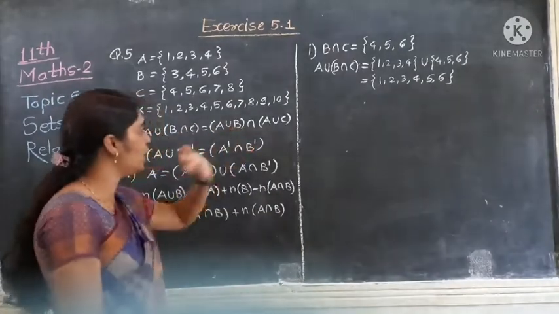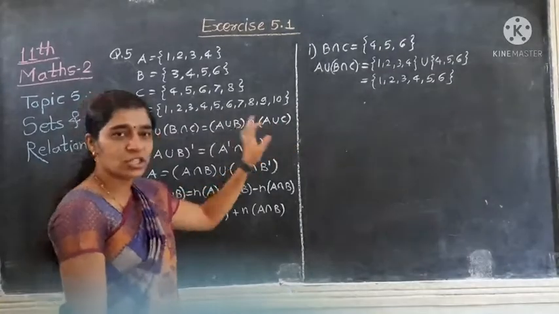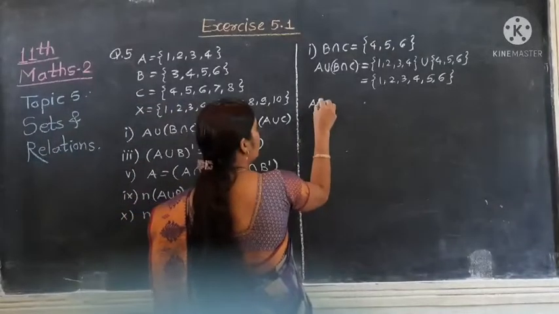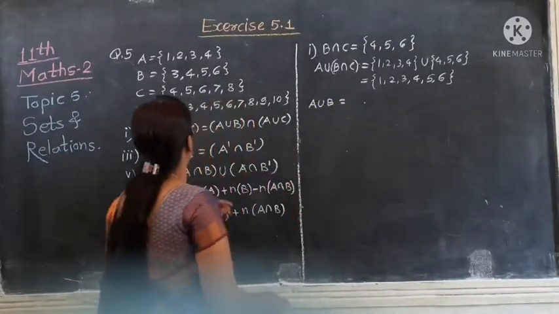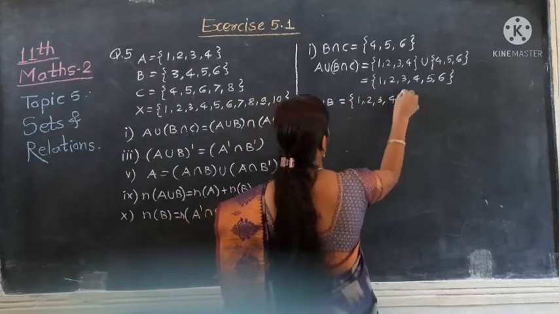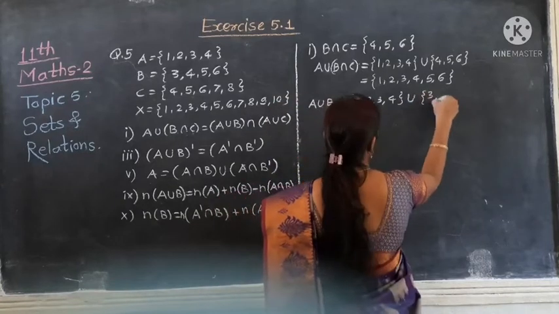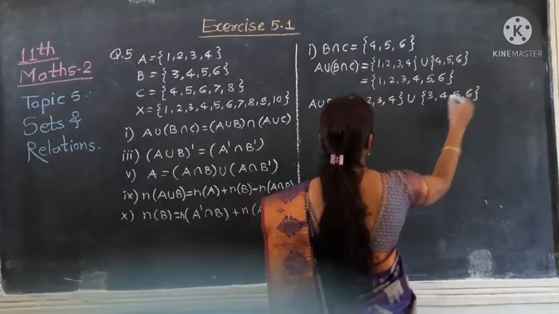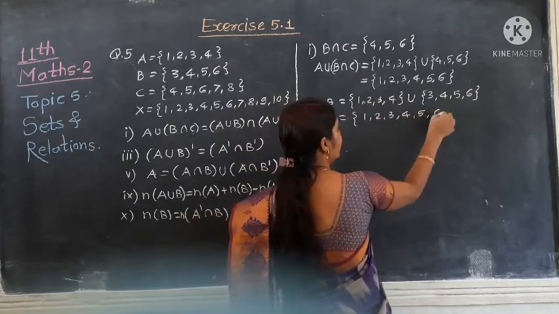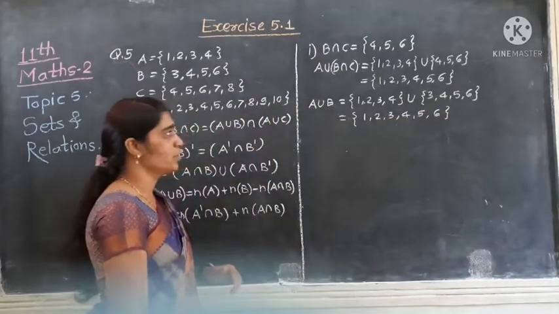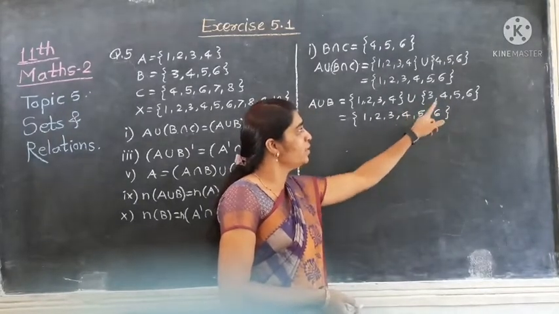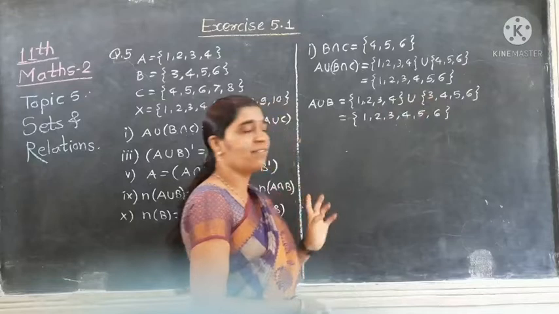Now in the RHS we want A union B, A union C and the intersection of these two. So you first find A union B. What is A union B? You observe 1, 2, 3, 4 union 3, 4, 5 and 6. You write the union as 1, 2, 3, 4, 5 and 6. Union means all terms. First you write 1, 2, 3, 4 and then 3, 4 are not repeated again. Write once only, and then 5, 6.